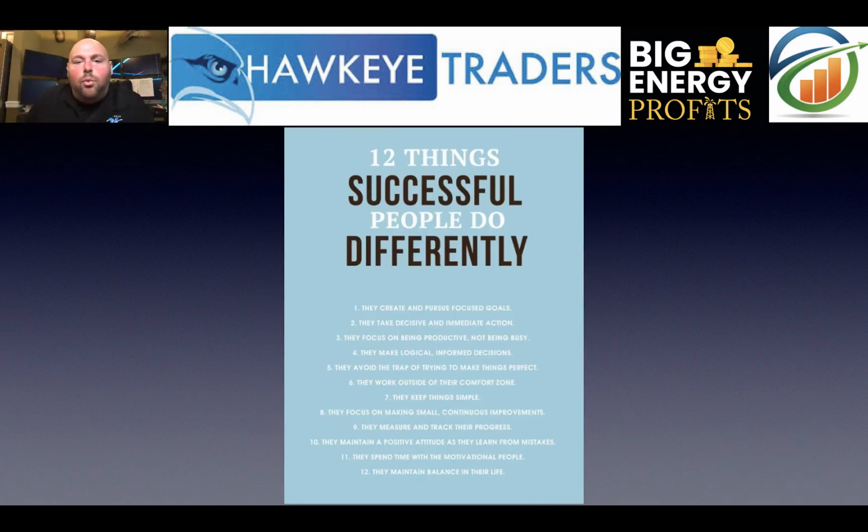Today I want to talk about 12 things that successful people do differently. And by that, I don't want to diminish unsuccessful people. I just want to say from the average person, per se. They create and pursue focused goals. They know what they're after, and they pursue it. And they pursue it with great focus. And they achieve what they're attempting to pursue.